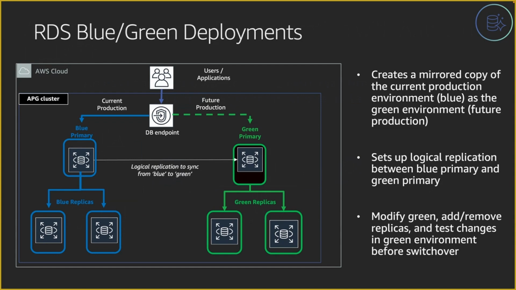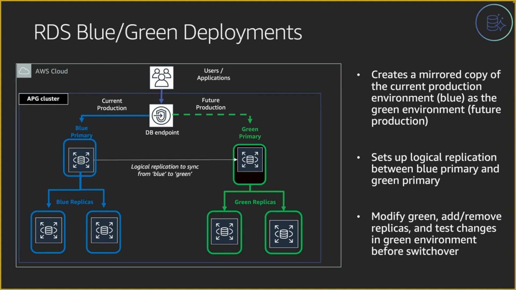Amazon Aurora also supports blue green deployment, which allows the user to update the database while minimizing the risk and downtime. You can see in the diagram we have two environments. One is the blue environment, one is the green environment. The blue environment is the current production environment, and the green environment is a kind of staging environment that mirrors the production environment. So using this deployment, we can create a mirror copy of the current production environment.